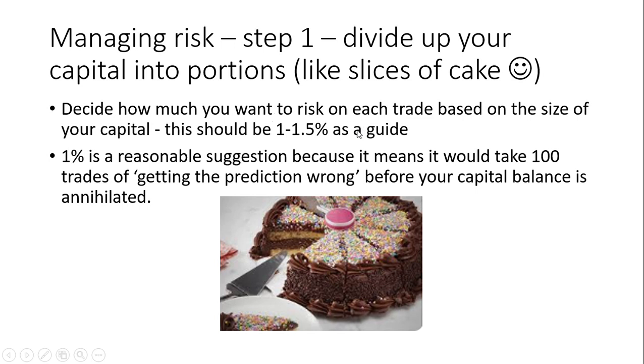So managing risk, step 1, you need to divide up your capital into portions like a slice of cake. You need to decide how much you want to risk on each trade, and this should be based on the size of your capital overall. As a guide, it should be about 1% to 1.5% risked on each trade. So you don't want to lose any more than about 1% on each trade.